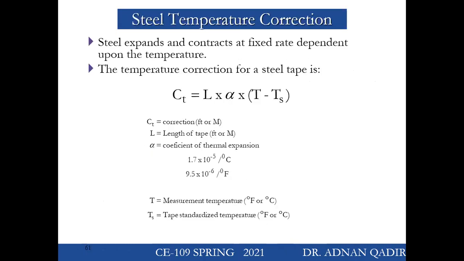So we can also write it like this. This is another way of expressing the previous equation I've discussed. The length of the tape can be Lm. Alpha is the coefficient of thermal expansion. In centigrade, it is 1.7 into 10 power minus 5, and it's 9.5 into 10 power minus 6 per degree Fahrenheit. Tape standardized temperature: the TS is actually the temperature at which the tape was manufactured, it was standard. It was actually manufactured at that temperature.